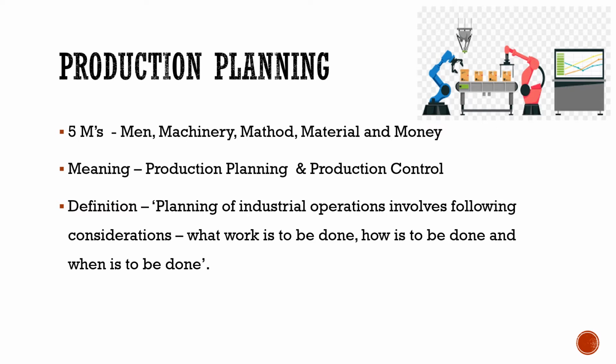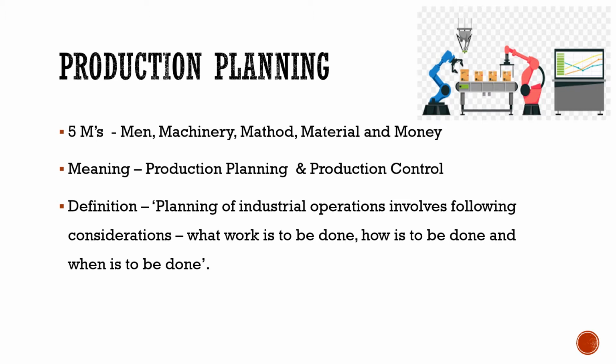As you know, there are five M's, five inputs relating to the production, that is men, machinery, method, material, and money. So everything related with the planning of these inputs, which are going to be used in the production, that is called production planning. There are two concepts, production planning and production control.